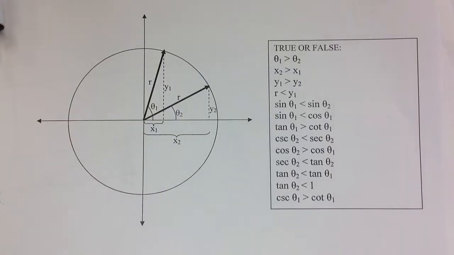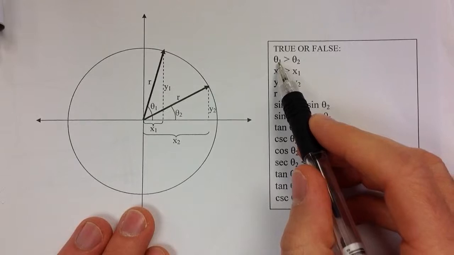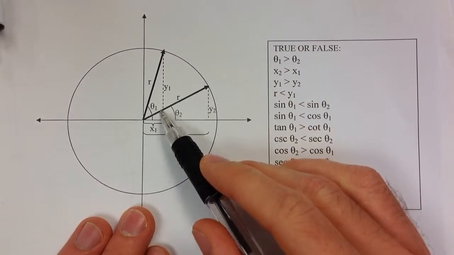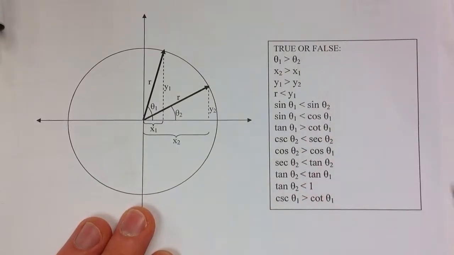We're just making comparisons here. So you do have to think abstractly, but I think you can do it. So, Jen, you're next in line. The first one is compare theta 1 with theta 2. Is theta 1 greater than theta 2? What do you think?